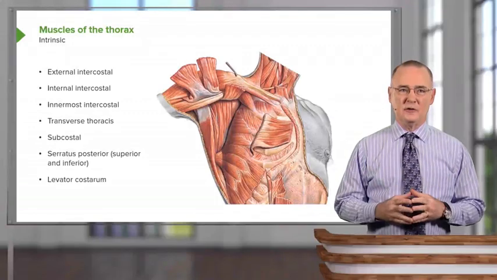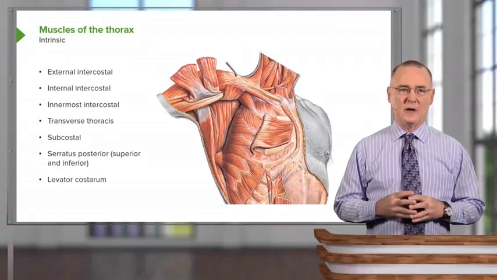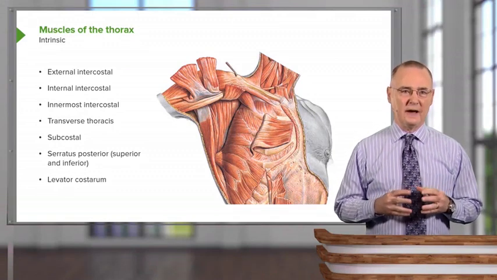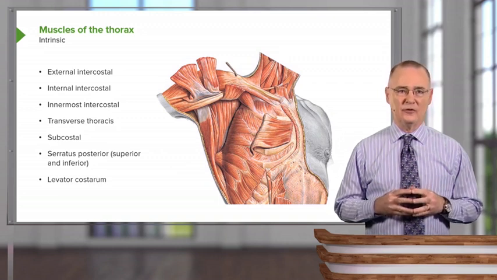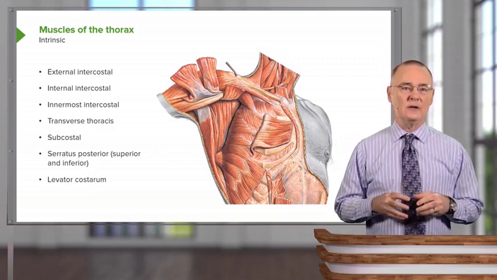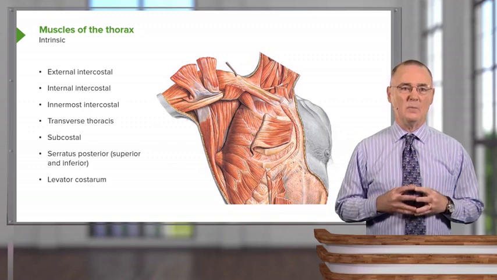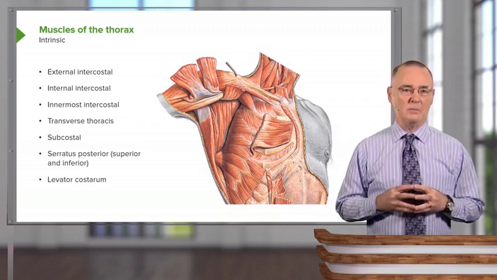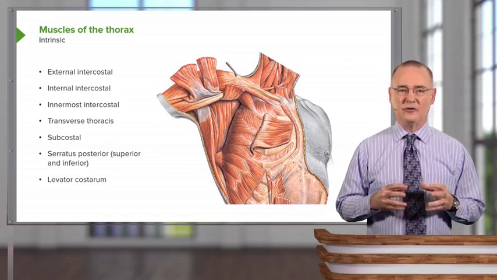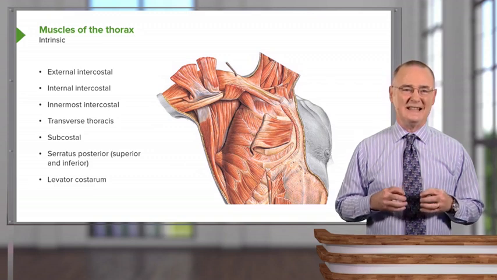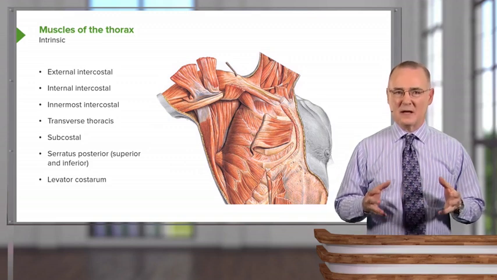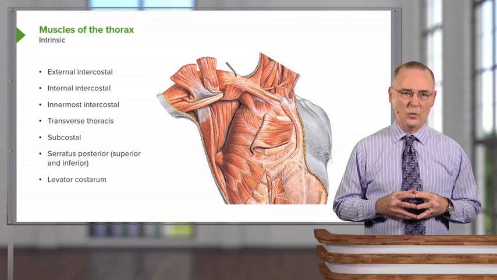Now that we've finished our journey through the extrinsic muscles of the thorax, let's take a look at the intrinsic muscles. The intrinsic muscles are listed on this slide. We have the external intercostal muscles, the internal intercostal muscles, innermost intercostal muscles, the transversus thoracis musculature, subcostal muscles, and then we have these last two muscles, the serratus posterior, superior and inferior, as well as the levator costarum. These will be dealt with in the lecture on the back because they're on the back side of the thoracic wall.